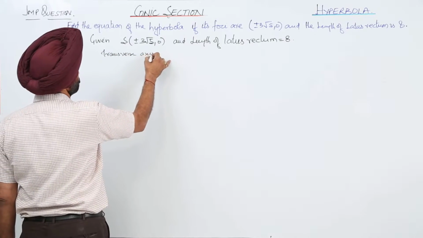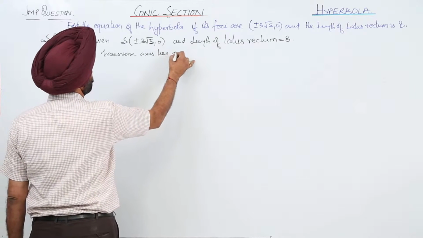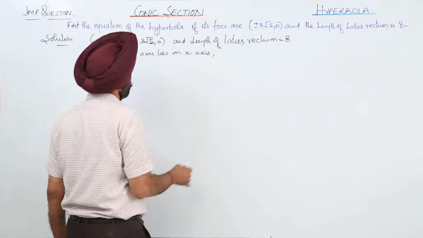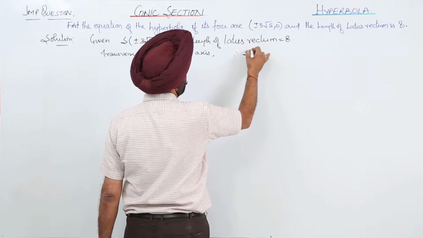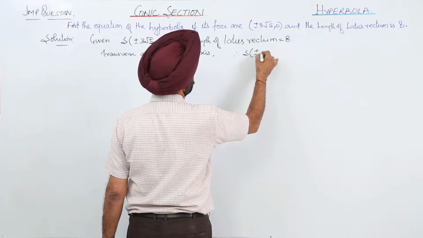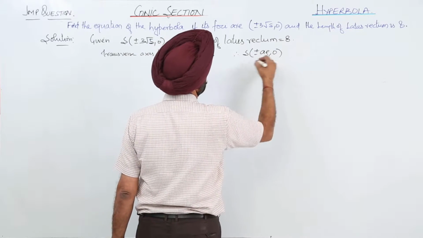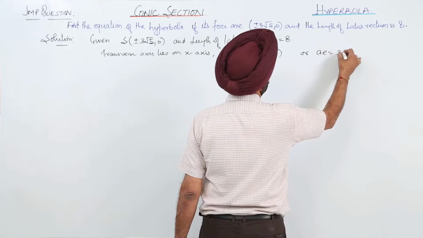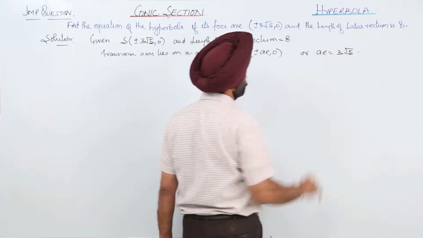Now, the transverse axis lies on the x-axis. Therefore, the coordinates of the foci are ae comma 0, where ae is equal to 3 root 5.